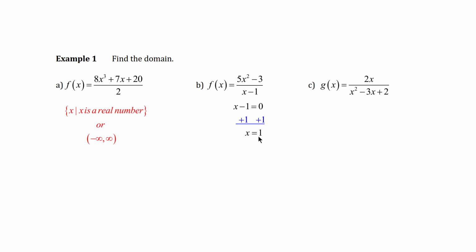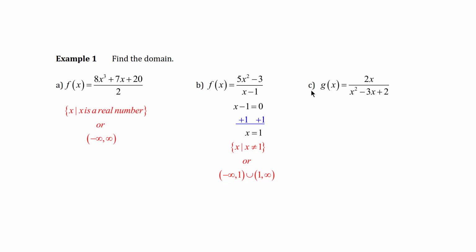So we write our answer for the domain in set notation as curly bracket x, a vertical line, x not equal to 1, close curly bracket. Or we could write our answer in interval notation, which is parenthesis, negative infinity, comma 1, close parenthesis, union, parenthesis, 1 comma infinity, close parenthesis.